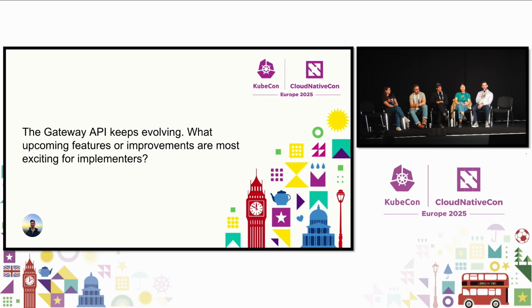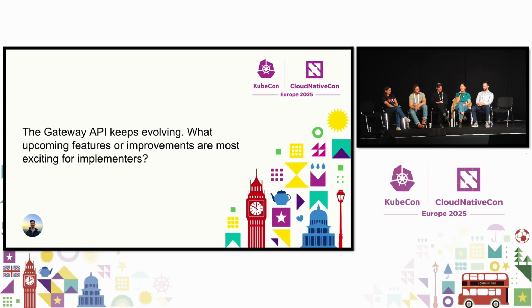So the Gateway API keeps evolving. What upcoming features or improvements are most exciting for implementers? So I think one of the more exciting things is the announcement of NGate. You've probably already heard, but there's going to be a talk today at 5:45 by Rob and James, and they're talking about NGate.